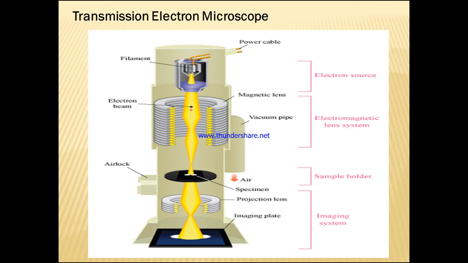Thermionic emission of the electrons takes place, and the electrons generated by the electron gun or filament pass towards the sample. That is the electron source. The electrons produced are sent towards the sample by the electromagnetic lenses, which make the electrons hit the sample. Then we have the sample holder and the imaging system. After the electrons hit and pass through the sample, the transmitted electron beams are detected by the detectors, and the image is formed on the imaging plate. That is what we have in the transmission electron microscope.